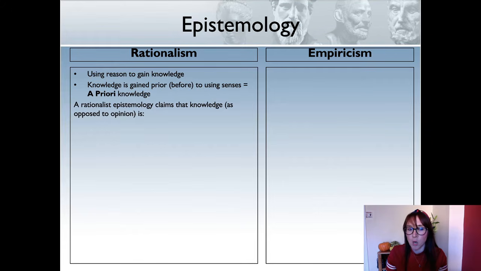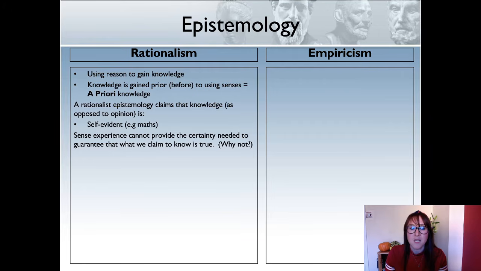A rationalist epistemology then claims that knowledge, as opposed to opinion, is. Now, let me just stop first of all and say that rationalist epistemology sounds really wordy, really complicated. It's not. It sounds really fancy, but actually all it means is rationalist using reason, epistemology, study of knowledge. You are using your reason to gain knowledge. That's what that means. What they claim is that it's self-evident. Whether you know it or not, it is self-evident. You don't need to prove it. They're like dictionary definitions. They just are. So very much like maths. Maths is a rationalist epistemology. Since experience cannot provide the certainty we are needed to guarantee that what we claim to know is true.